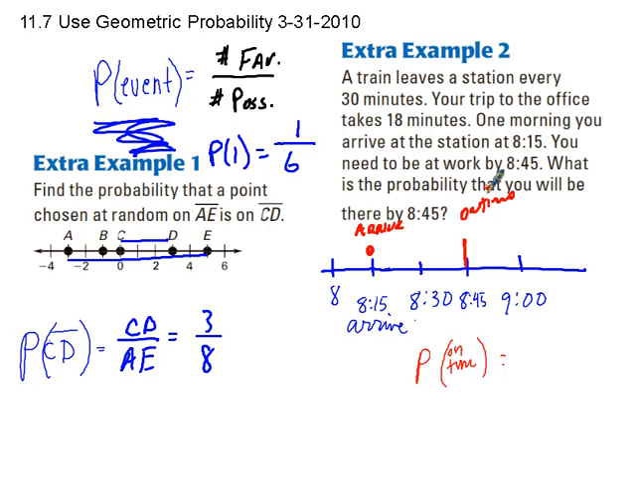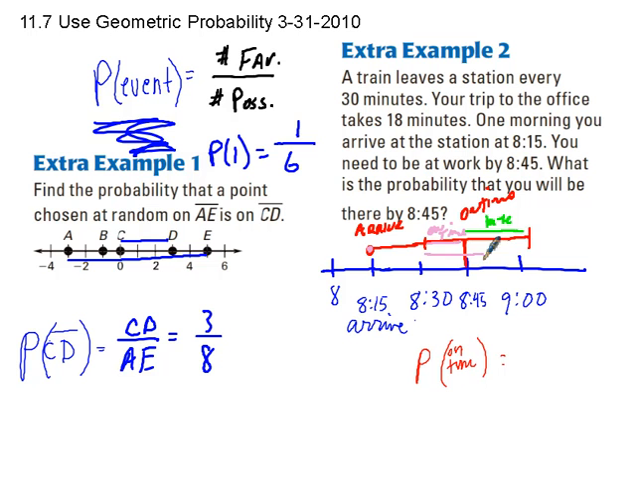Well, your trip to the office takes 18 minutes. So if the train comes in the next 18 minutes, and the train takes 30 minutes to get to the office, doesn't it? That means I could end up way over here. And all this time here would be late. And this time would be on time. And that's assuming the train came right when I got to the train station, because that would get me there at 8:45.